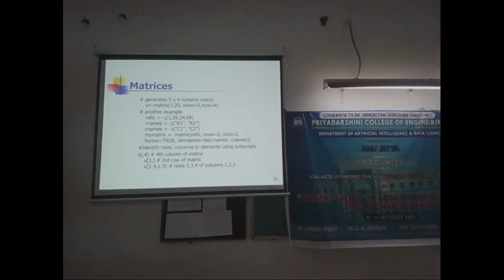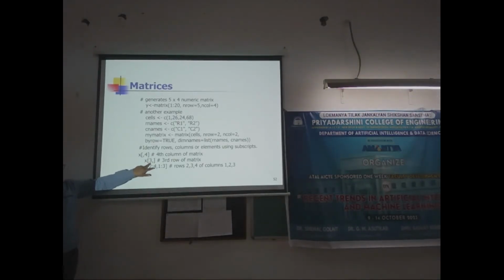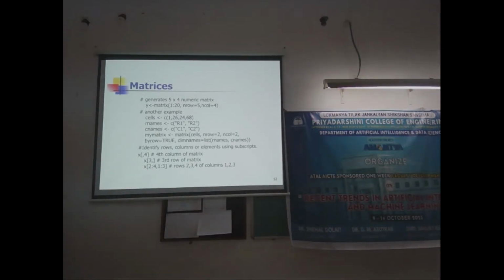Okay, this is going to return the fourth column. Before the comma is all about the row, and after the comma is all about the column. And if you are specifying both row and column, then it is going to give a certain element.